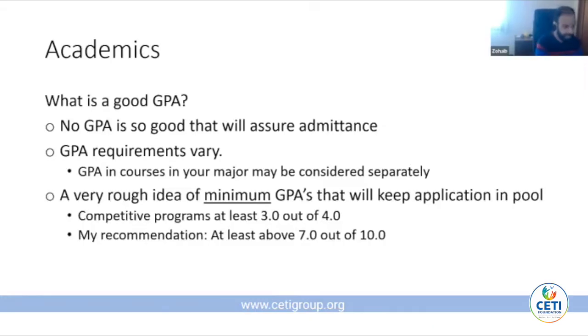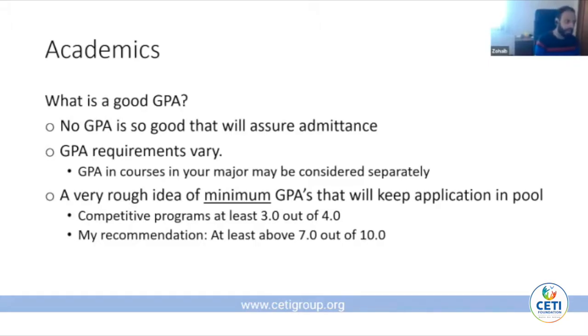What I would still say is a very rough idea of minimum GPAs that will keep your application in the pool. And this is the bare minimum where you will still have a chance of getting an admit. For competitive programs in the US, the GPA system is out of 4. So they say it's 3 out of 4. But my recommendation, based on my experience, I would say at least above 7 out of 10.